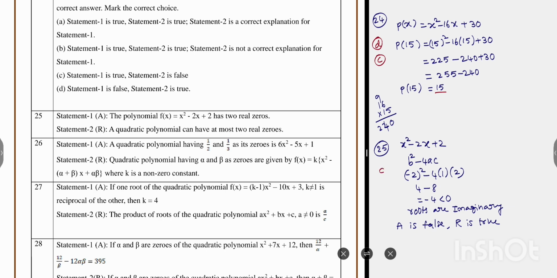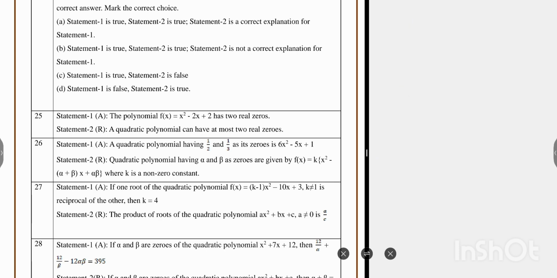Option C, 25th. Now let's see the 26th question. Assertion and reasoning. Whenever they ask you about the nature of roots or nature of zeros, remember you have to find the discriminant and decide. A quadratic polynomial having 1 by 2 and 1 by 3 as its zeros is 6x square minus 5x plus 1. It can be done in two ways. One is splitting the middle term, and another is you can substitute 1 by 2 and 1 by 3 in the polynomial, and take it as 0.